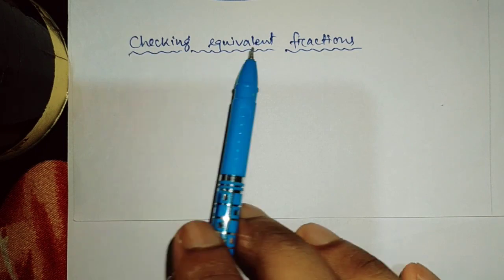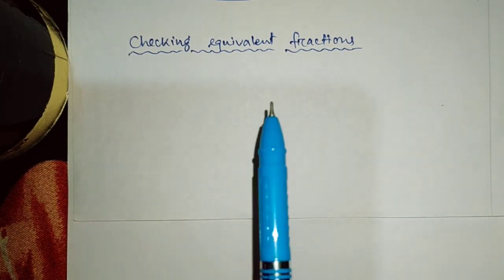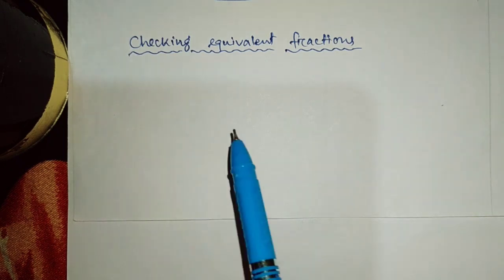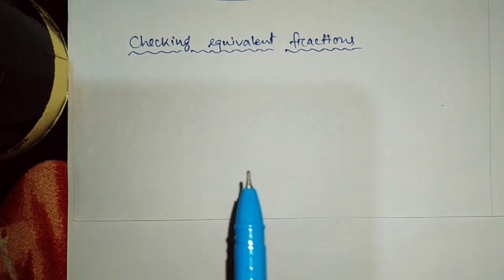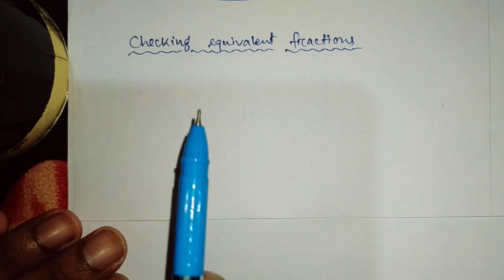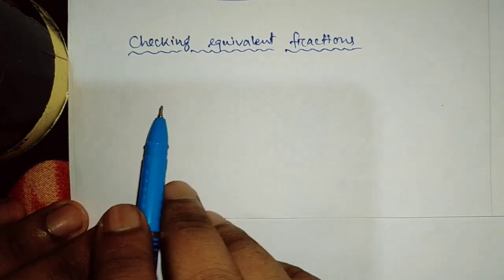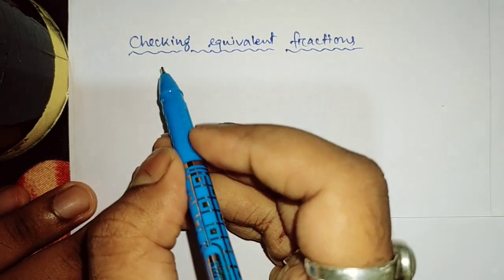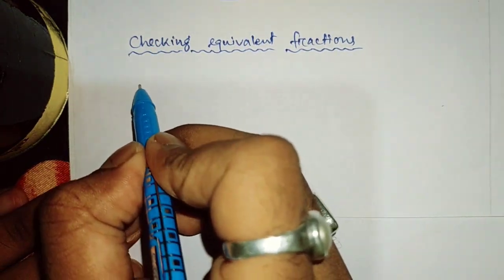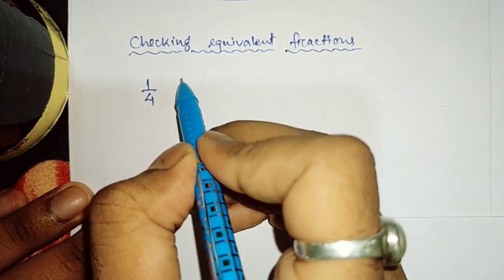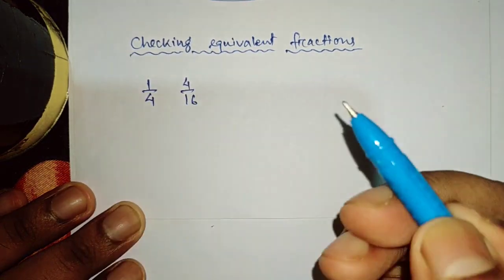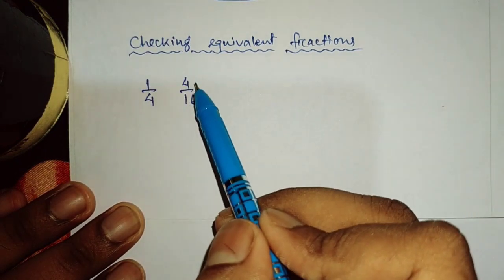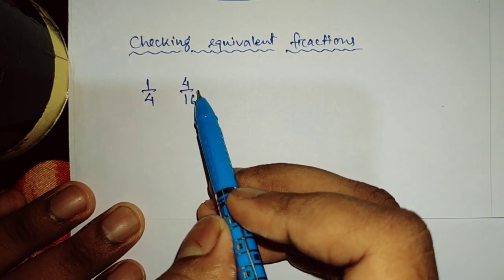We'll talk about checking equivalent fractions. That means if two fractions are given, are they equivalent? Yes or no? That we will find out, and we will learn how to check whether a pair of fractions is equivalent or not. Suppose a pair of fractions is given: 1 by 4 and 4 by 16. We have to find out whether 1 by 4 and 4 by 16 are equivalent or not.